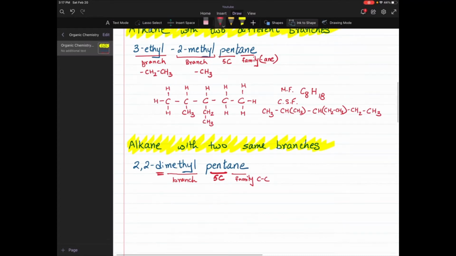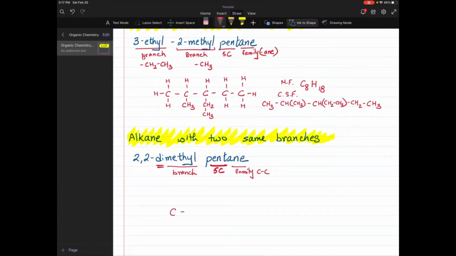So let's draw our molecule here. 5-carbon backbone, 1, 2, 3, 4, 5. On the 2nd carbon, I'm going to place a methyl CH3, and I have another methyl CH3. So I have to place both of them on the 2nd carbon, one above and one below. I cannot put the second CH3 on top of the first CH3, because that methyl branch has to be connected to our 2nd carbon.